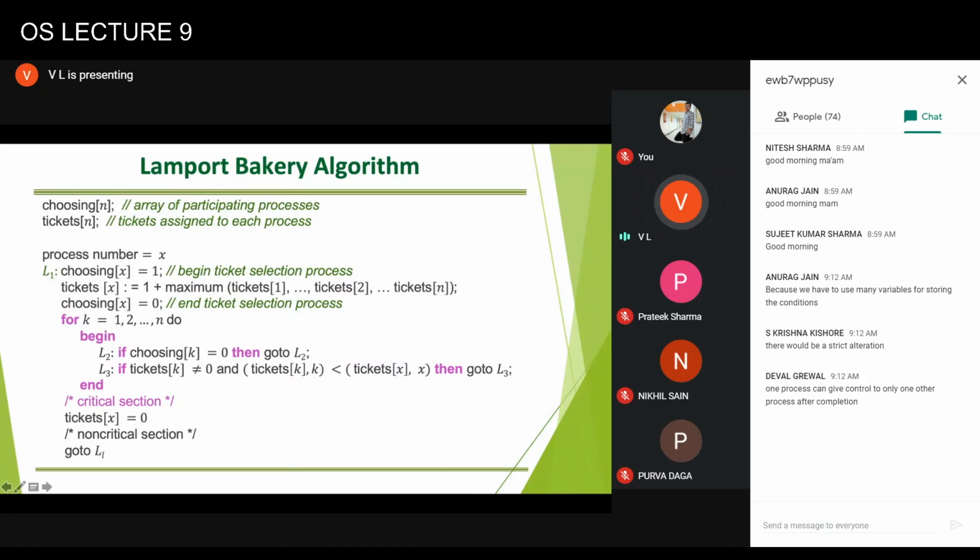Which of the processes has the least ticket number as well as the least process number? It is quite possible that two processes might have got the same ticket number. Here X is the process which is trying to check whether its ticket number is less than the ticket number of other processes. If it has got a higher ticket number, then it will continue in this loop. If it has got the same ticket number, but its process number is greater than this, it will continue in this loop.